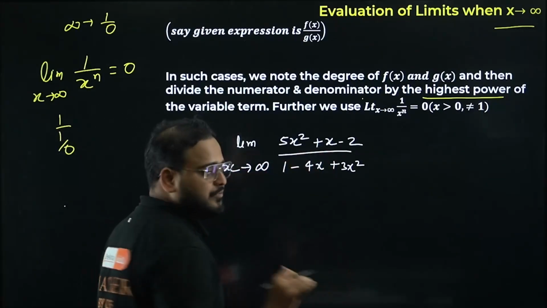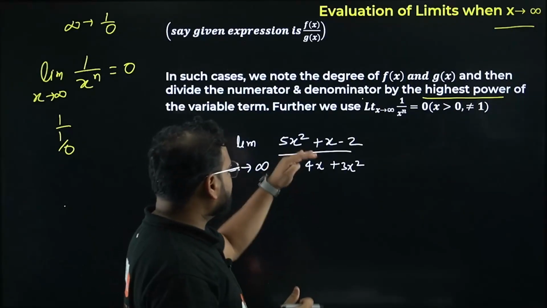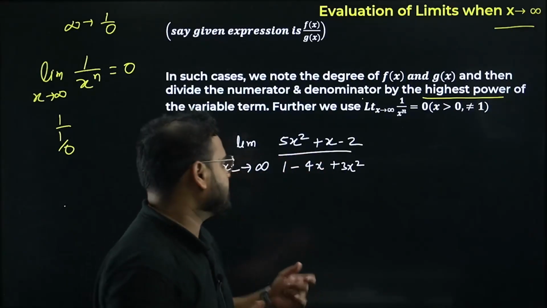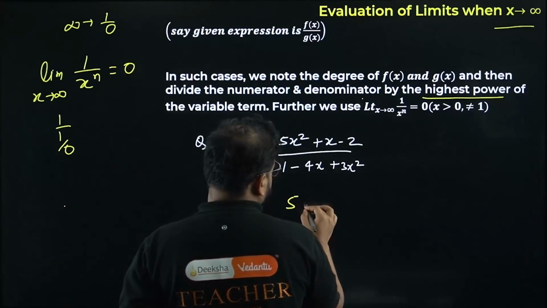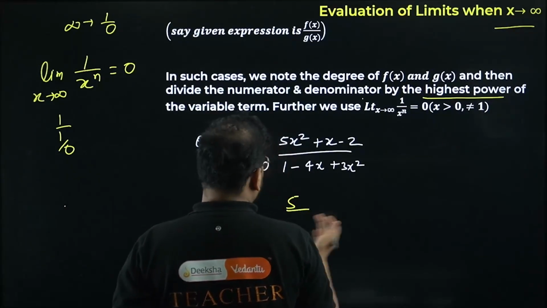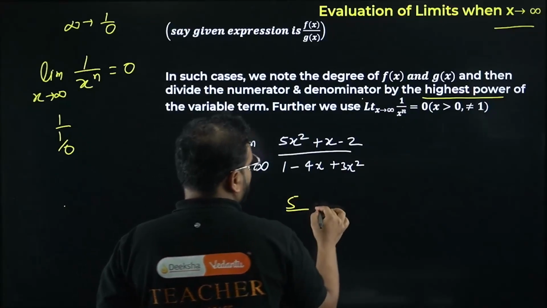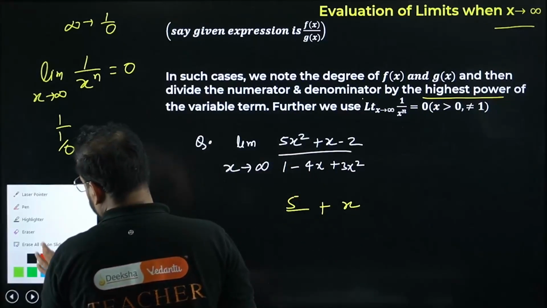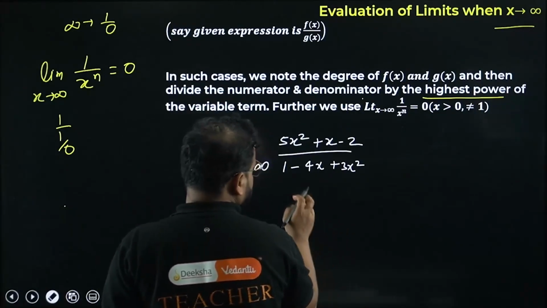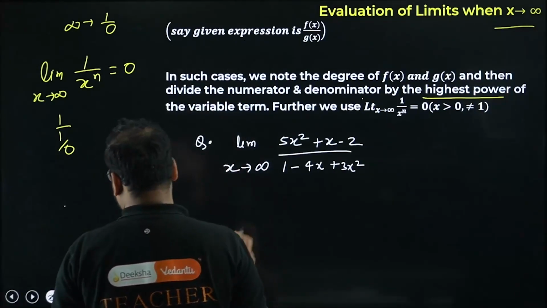What's the step to use? First thing is divide both numerator and denominator by the highest power of x. In this case we have x square. Divide every term. Over here x square and x square will be cancelled. Let me write everything first, you see the result later.